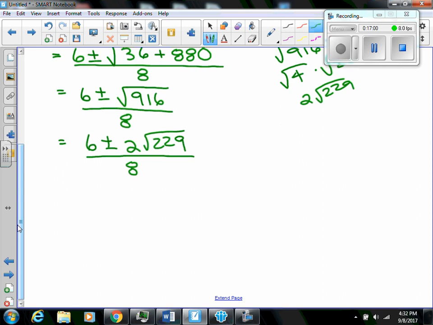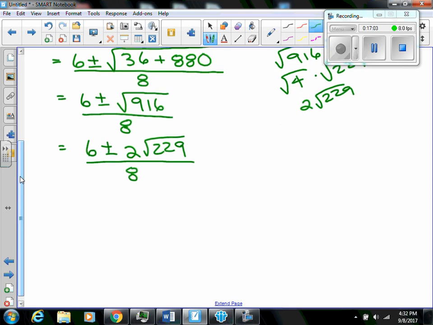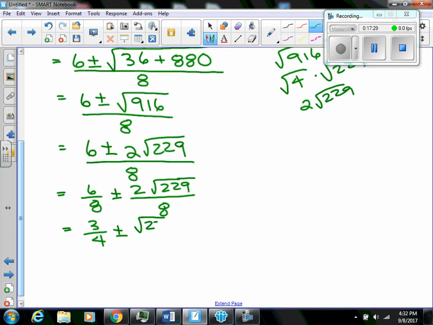Now remember I said at this point we need to start breaking things up. So I'll rewrite it as 6 over 8 plus or minus 2 square root of 229 over 8. And this can be reduced. 2 goes into 6 3 times. 2 goes into 8 4 times. Over here, the 2 and the 8 can also be reduced. 2 goes into itself once, so that leaves the square root of 229 in the numerator. 2 goes into this 8 4 times. So your answer is 3/4 plus or minus the square root of 229 over 4.